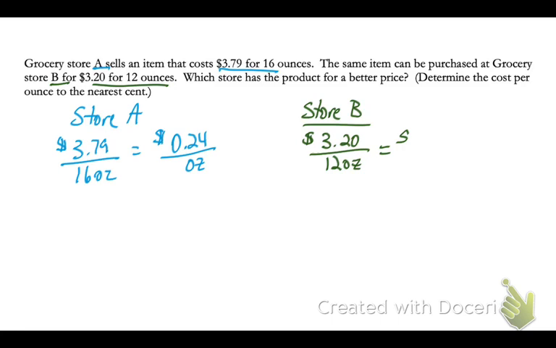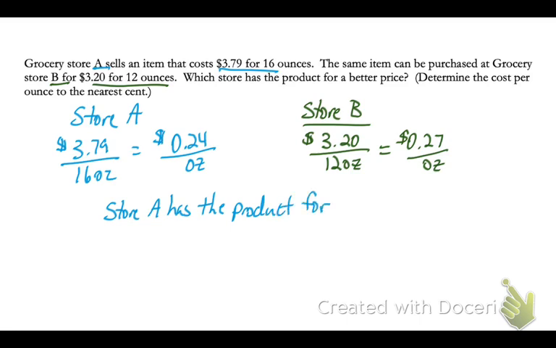Now divide out your amount for store B. So $3.20 divided by 12. And then round to the hundredths place so that you will be able to tell how much money, or cents, per ounce: 27. So now we can see that it is actually store A that has the product for the better price, because it is least expensive per ounce at that store.